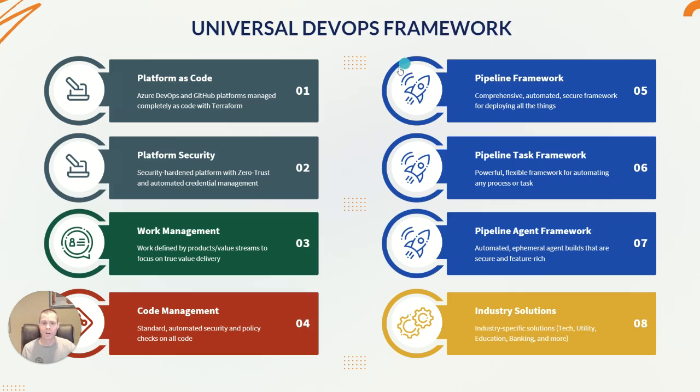So let's jump in. What we wanted to do today is walk through an overview of what the Universal DevOps Framework is, what some of the core component pieces are, and we're going to lay these out over time. These are the foundational pieces or pillars of what's created as part of this framework.